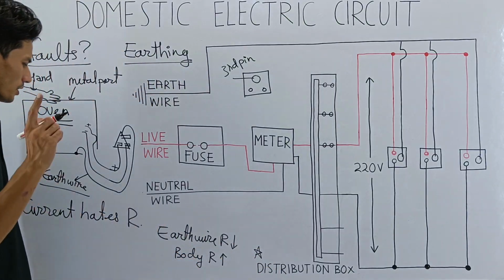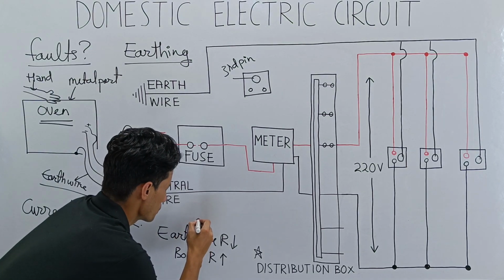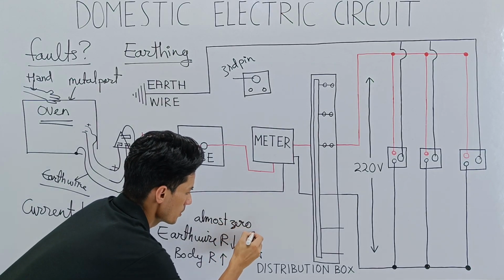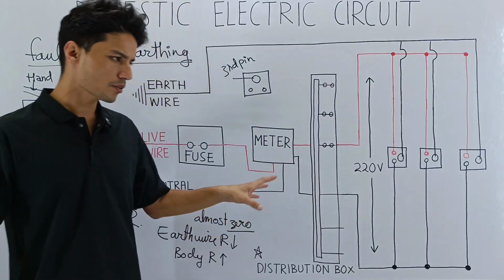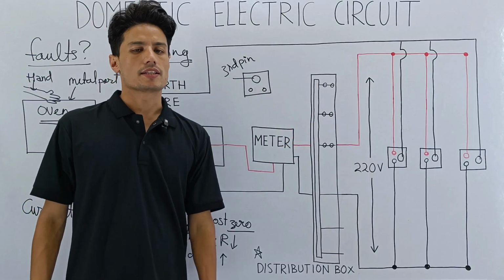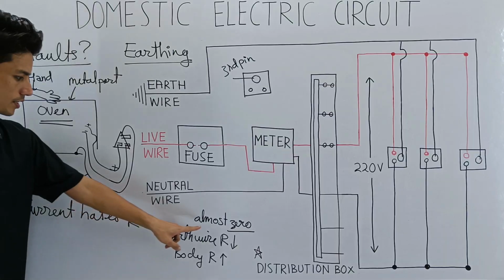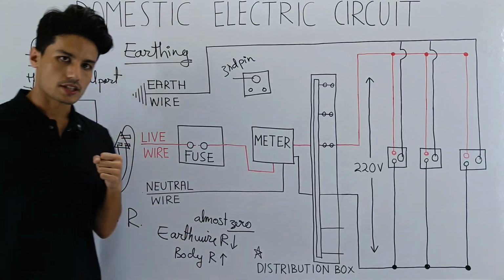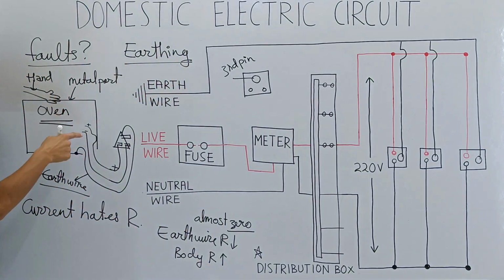Point number one. Another point is that the potential of the earth wire is almost zero. That means the potential of the earth is almost zero. Having zero potential, it will pull the current more towards itself than our body. So for these two reasons, current will not travel through our hand, current will travel through the earth wire.